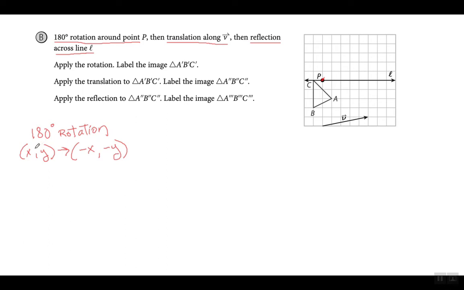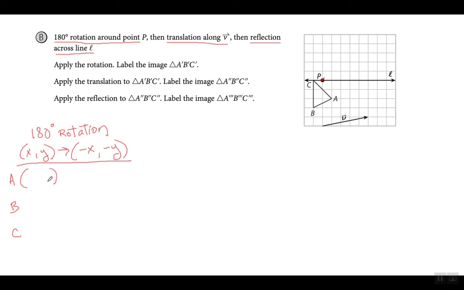180 is related to that one because it's almost the same thing, except you have to change the coordinates to their opposite sign. Either way, that is the rule when you do a 180-degree rotation. Now, for A, B, and C, I'm going to write the coordinates of the pre-image, the coordinates of the points that are right there.